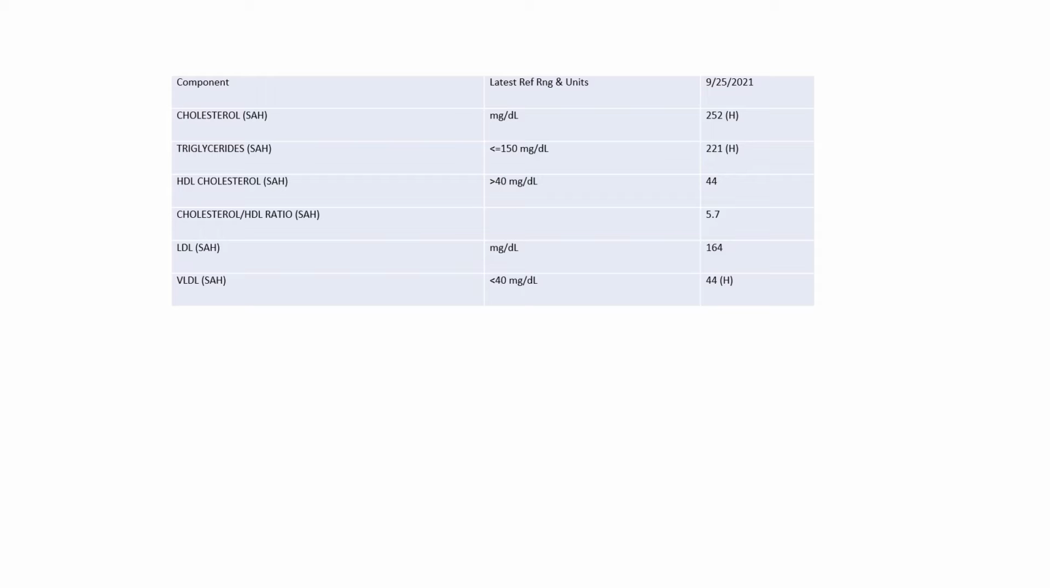HDLs, your good cholesterol, should be greater than 40. They're at 44. That helps protect your heart. And then your LDLs, your bad cholesterol, should be less than 100. They're at 164. And your VLDL is also bad cholesterol, should be less than 40, and they're at 44. So as you can see on here, this patient does not have the best cholesterol, and if you put their numbers in, most likely they would need a cholesterol-lowering medication.